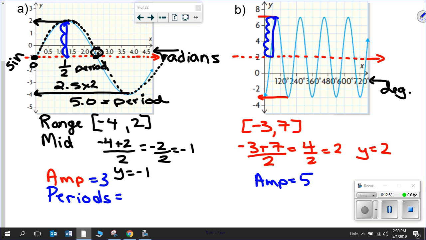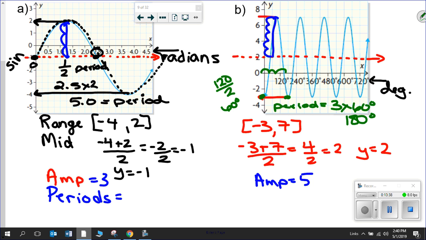Now the period. I pick a place to start and I pick a place to end. So let's say I start here. So if I start there, the way that I would end is at the next low point, right there. So in terms of tick marks, there's 3 tick marks for my period. But I know that each of those tick marks are worth something. Every 2 tick marks is 120. So 120 divided by 2 is 60. So this is really 3 times 60. So 180 degrees is my period.